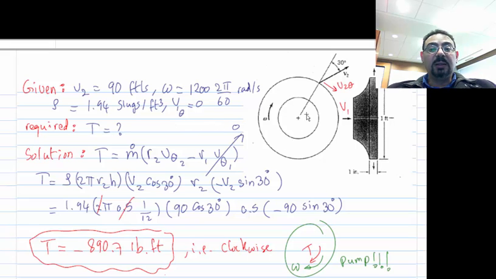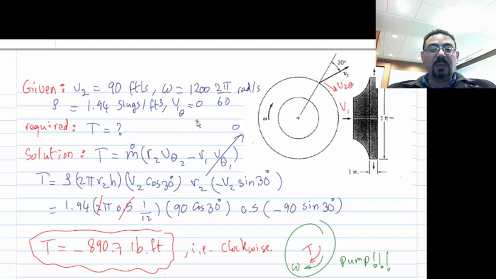And V1 is all radial. That makes V1 theta, the tangential component of V1, 0, right? If V1 is all radial coming in, and why wouldn't it be all radial? Because it's being sucked into the pump, and then it will basically go everywhere radially inward because of the suction created by the rotation.